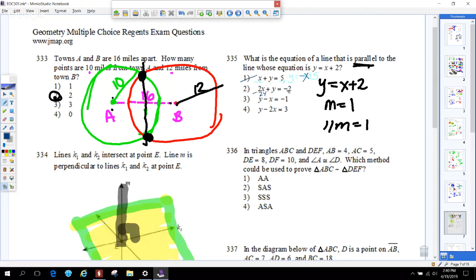Here, if I subtract 2x from both sides, I'm left with y equals -2x, and so on. Again, that's not what I'm looking for. Here, I have to add x to both sides, and that's going to give me what I need. Y equals x minus 1. This slope is 1, which is what I'm looking for with my parallel slopes. So it's choice 3.